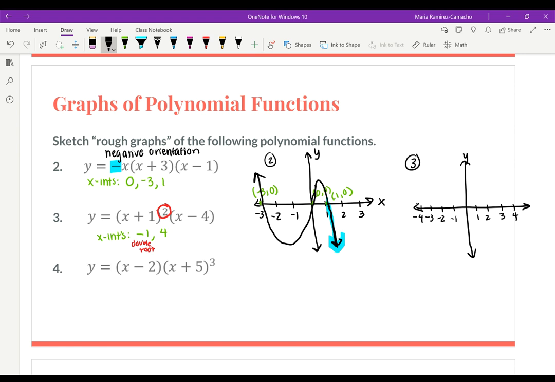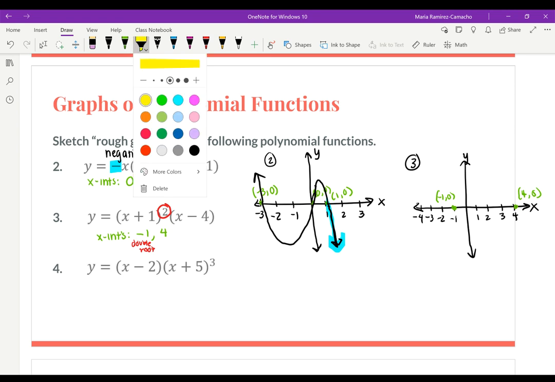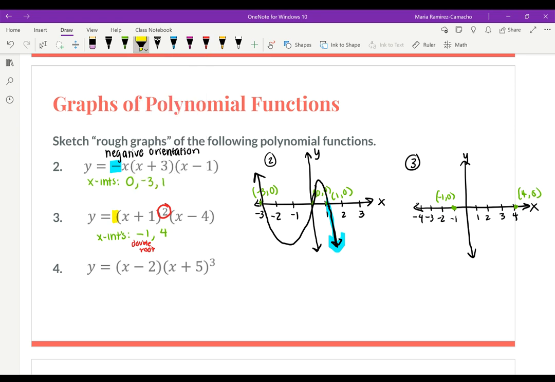Okay, those are my axes. I've just scaled the x-axis. We'll plot our intercepts. Okay, this equation is positive. There's no negative sign, so we'll assume that this graph has a positive orientation, which means the graph is going to point upward as we're moving to the right.